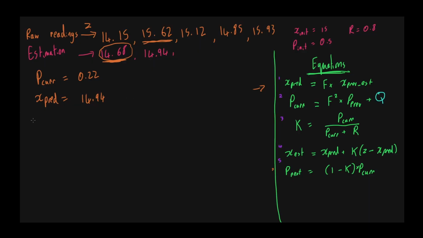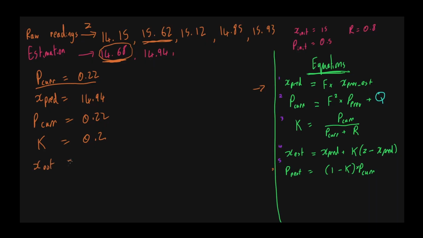Okay. Next one is P current. Remember, P current is the model. We have no model. We have no Q. We haven't got this variable here. We just have P previous, which we've said is here, 0.22. Then K is the Kalman gain. That is the state error covariance divided by the state error covariance plus the measurement covariance, which I have calculated as 0.21.